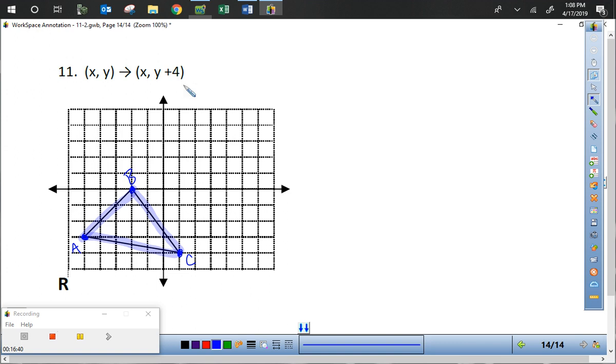And then the only thing we have to do for our image is just add 4 to Y, which means shift up 4. So we're going to take each of these points and shift them up 4. So the first one, A prime. Same thing with B, up 1, 2, 3, 4. And finally with C, we've got our translation. Go ahead and connect those 3 points and highlight it to finish up there.